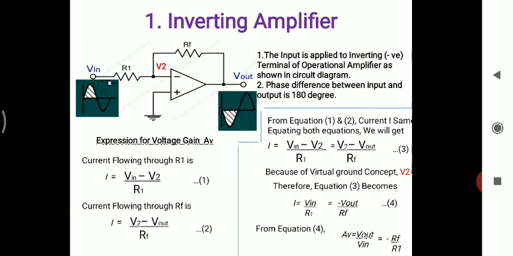What is that 180 degree phase shift? The output you get is exactly inverted with respect to the input, and that is indicated by the negative sign in the equation. So the voltage gain of the inverting amplifier is AV equals minus RF divided by R1. With the help of this equation, you can calculate the voltage gain of your inverting amplifier.